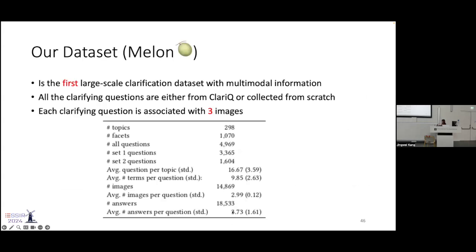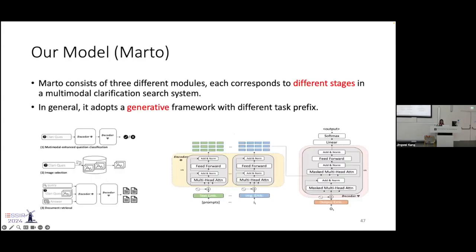And to make this happen, we also collect a dataset called Melon, which is basically the first large-scale clarification dataset with multimodal information. We collect the clarifying questions either from ClariQ or from scratch, and we also attach 3 images to each clarifying question.